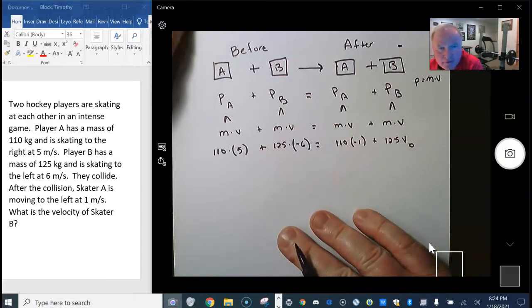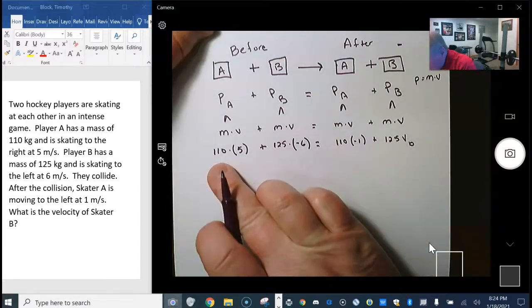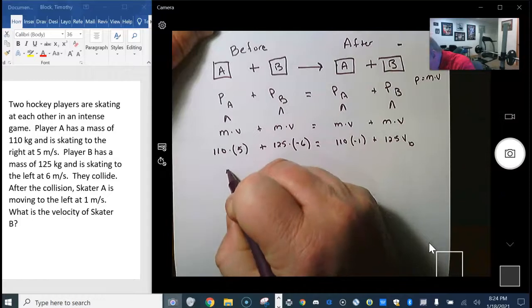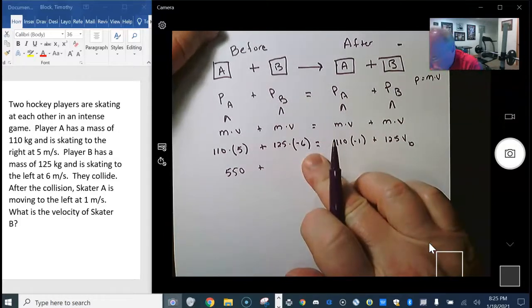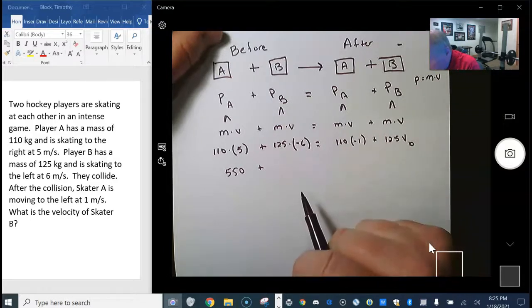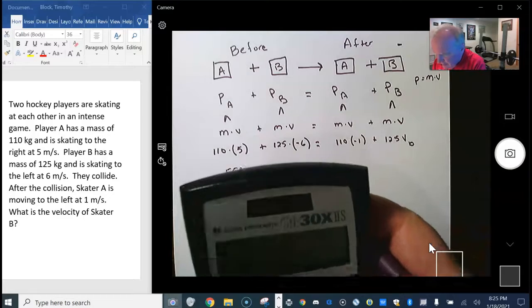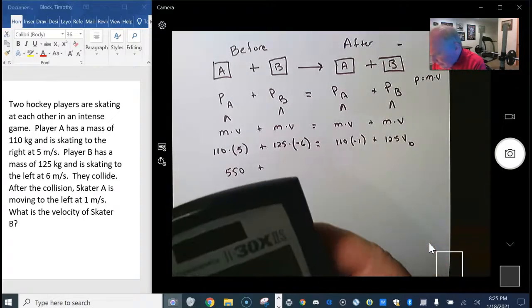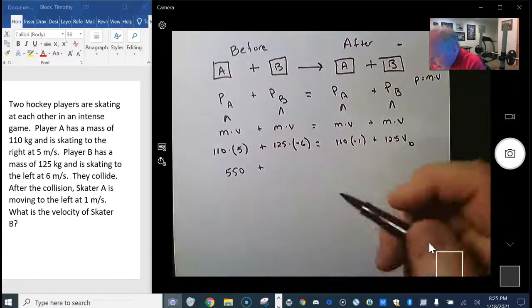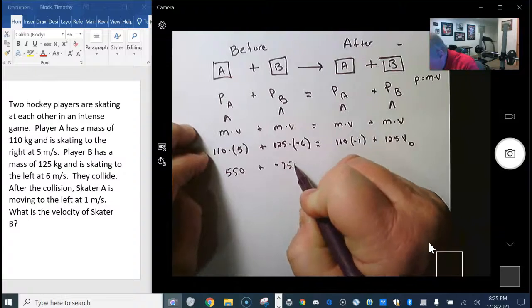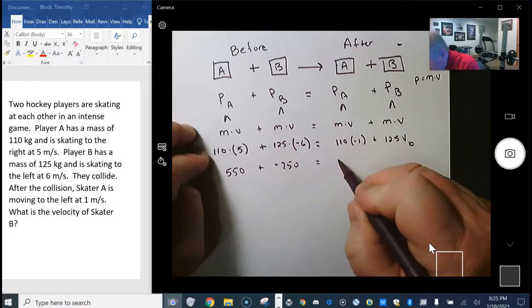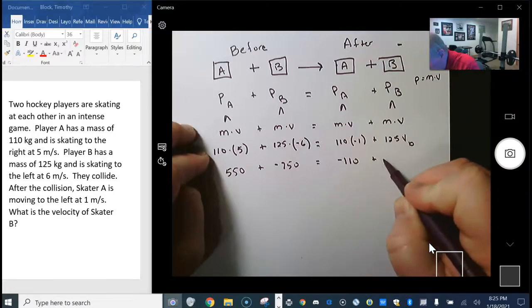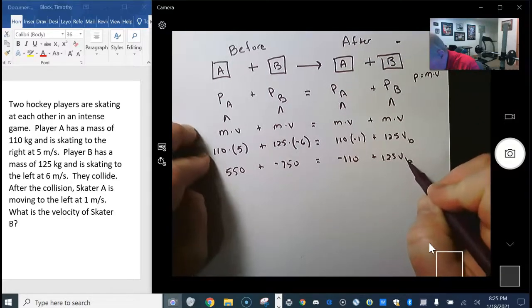All right, so now we've got that set up. Now what I have to do is do the math. So 110 times 5 is 550 plus 125 times 6. I'm going to test my ability in math, but I'm going to guess that that's 750. Okay, we could always have our calculator out there, but 6 times 125 is negative 750. Okay, that's going to equal 110 times negative 1, or negative 110 plus 125 times v of b.